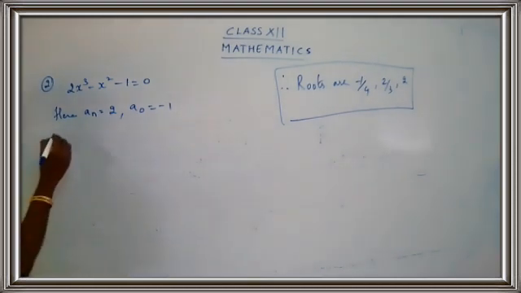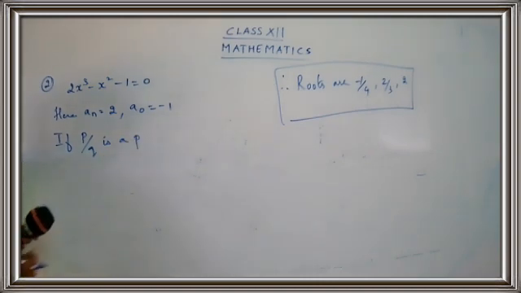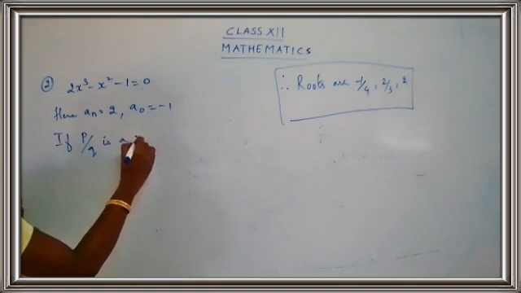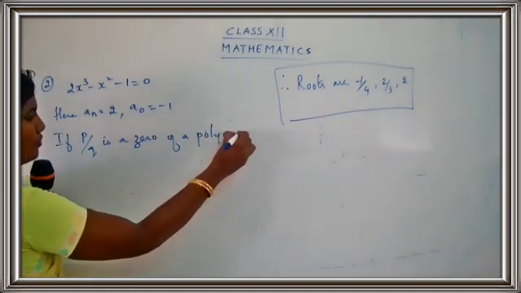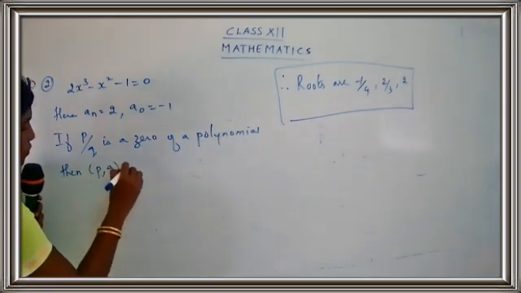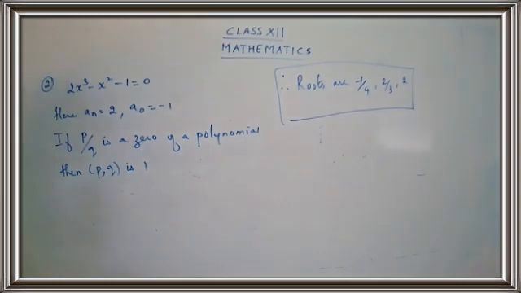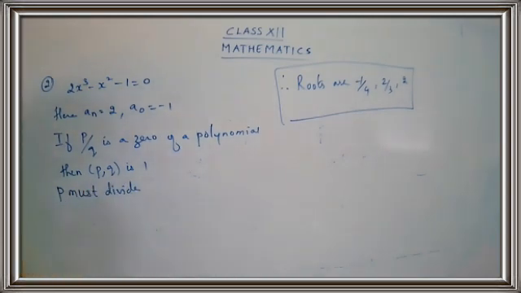You write down the theorem here. If p upon q is a 0 of a polynomial, then pq is 1. What is the LCM of p and q? The LCM of p and q is 1. So p must divide a_0. We have seen this. Yes, p must divide a_0 and q must divide a_n.